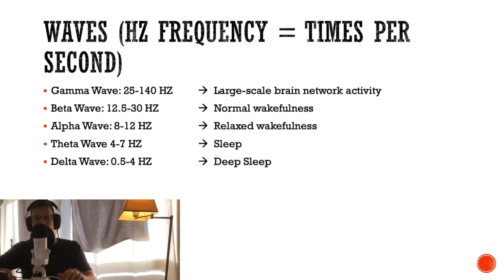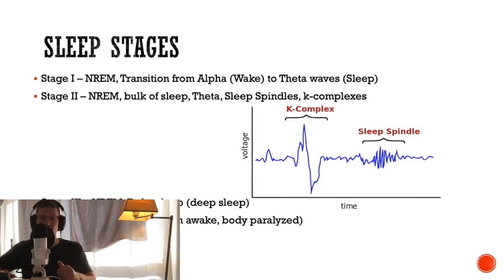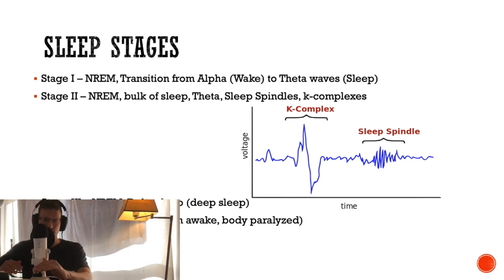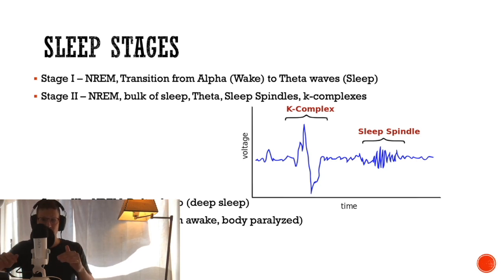Now that we understand these waves, we can look at the different stages of sleep and understand them in terms of the different waveforms. In the first three stages of the sleep cycle, there's non-rapid eye movement, meaning you're not dreaming. The first stage is a transition from wakefulness, from alpha to the theta waves. The second stage is actually the bulk of the sleep. You spend about 50% of your sleep time in stage 2.